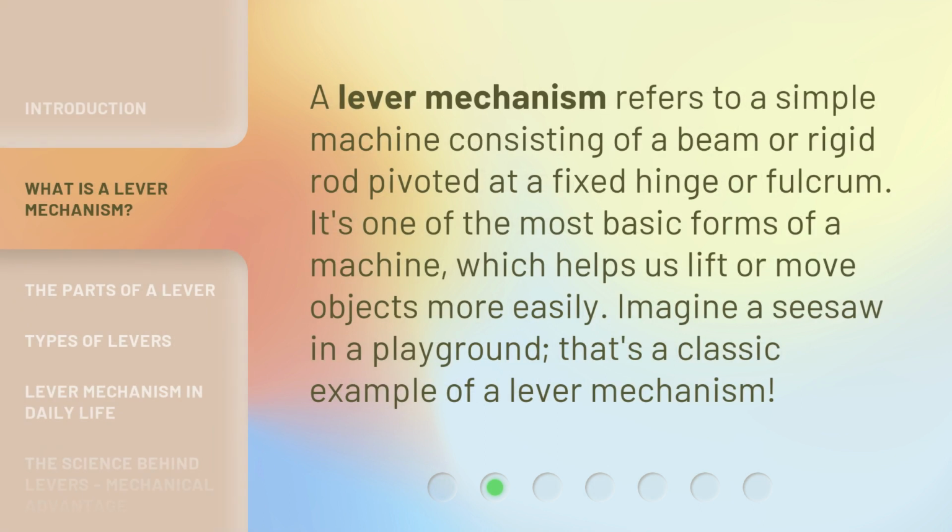A lever mechanism refers to a simple machine consisting of a beam or rigid rod pivoted at a fixed hinge or fulcrum. It's one of the most basic forms of a machine, which helps us lift or move objects more easily. Imagine a seesaw in a playground. That's a classic example of a lever mechanism.